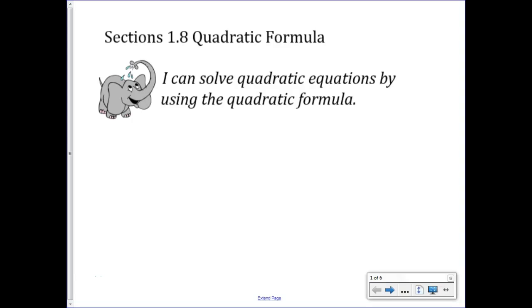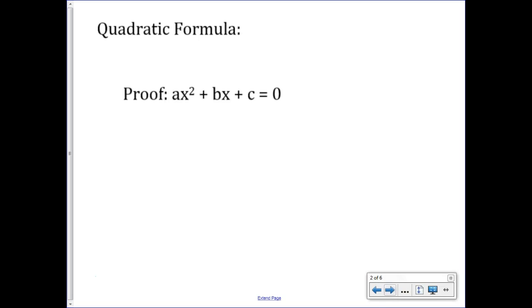Hey guys, today we are looking at the quadratic formula, and I know some of you have been dying to get to the quadratic formula, so I'm excited to do this one with you today.